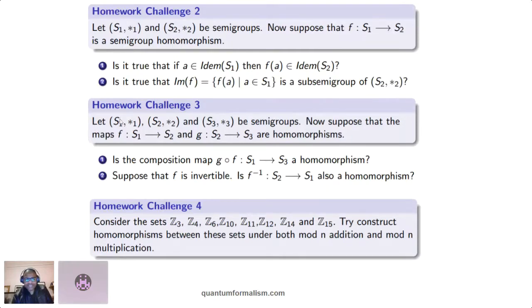The other challenge I encourage you is this. Given three semigroups, S1 star 1, S2 star 2, S3 star 3, and given two maps, F that goes from S1 to S2, and G that goes from S2 to S3, assuming they are homomorphisms, the question is whether the composition of these two maps is also a homomorphism.